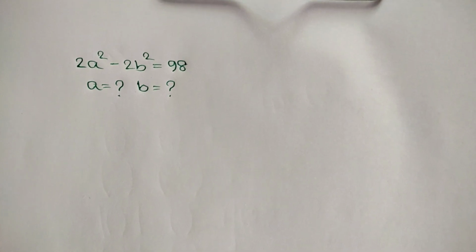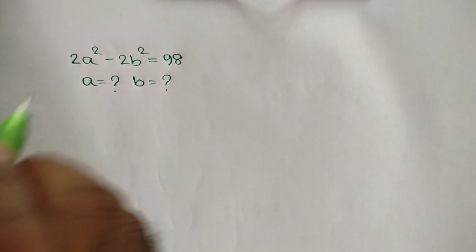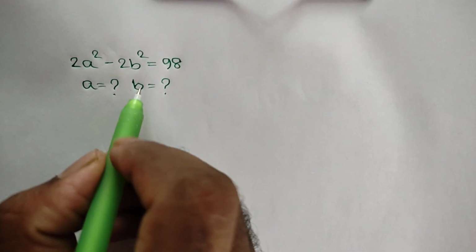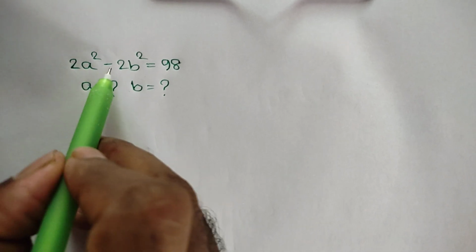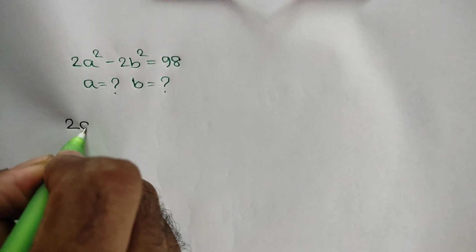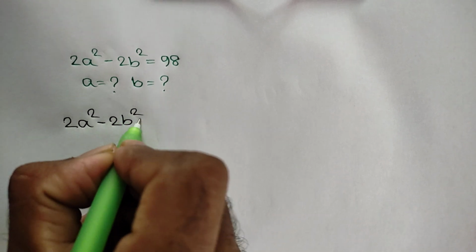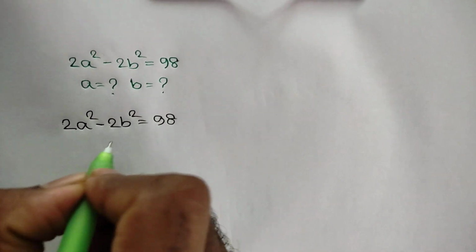Thank you everybody. In this video I am going to show how to find the value of a and b when 2a square minus 2b square is equal to 98. We have given 2a square minus 2b square is equal to 98.